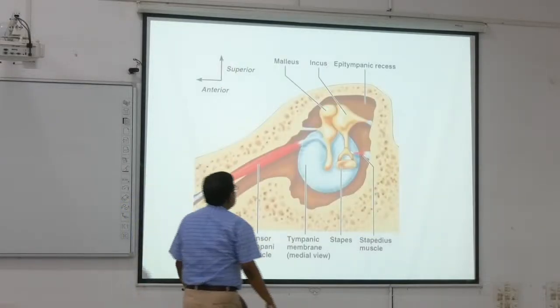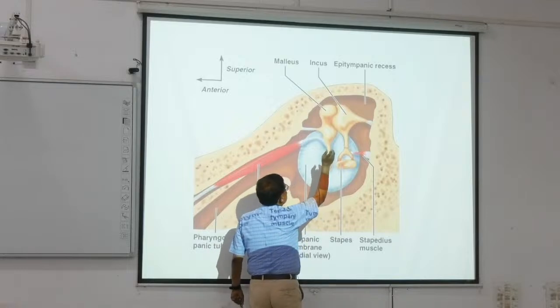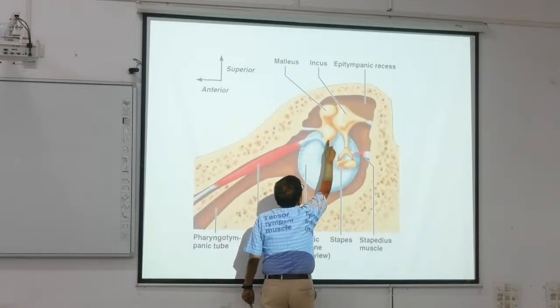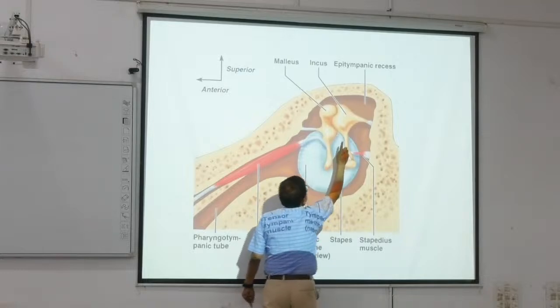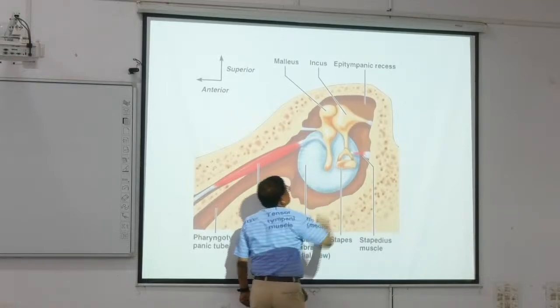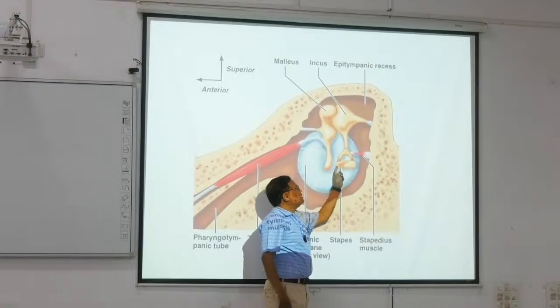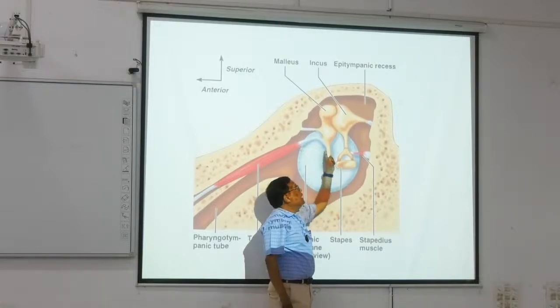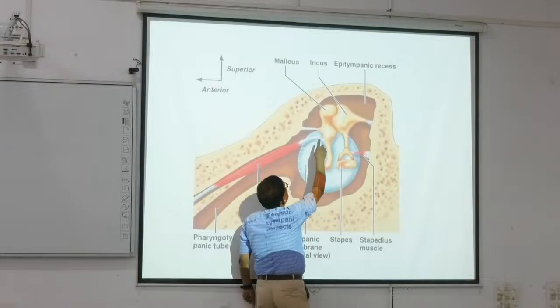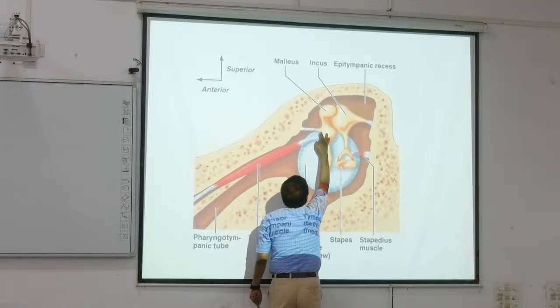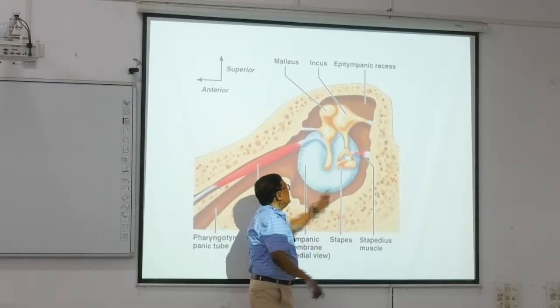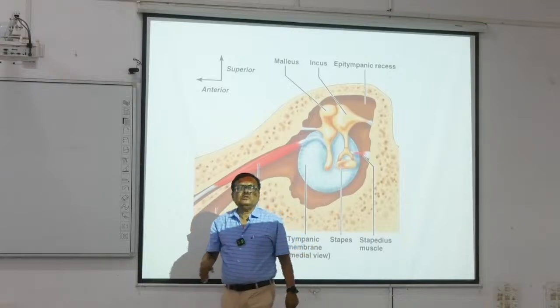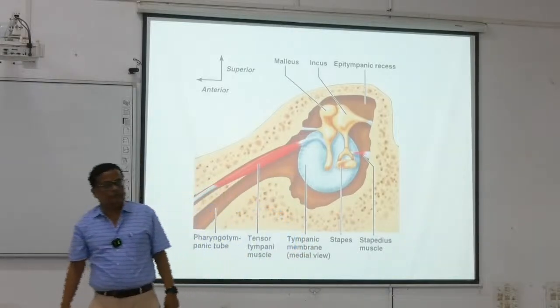Here I will say another important thing not mentioned about the tympanic membrane. This is the malleus, this is the incus and this is the stapes. The footplate of the stapes is attached to the oval window. Malleus, incus, stapes. The malleus has a head, an anterior process, a lateral process and a handle. This is the handle. The handle of the malleus is present within the fibrous layer of the tympanic membrane.